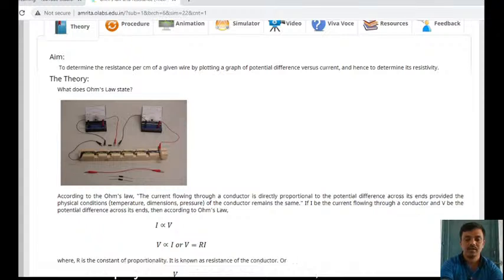Okay, right. Now, today's practical is that we are going to verify Ohm's law and draw the graph between the potential difference and current. For that, what do we have to do? What is Ohm's law? Can anyone write in the chat box what is Ohm's law?